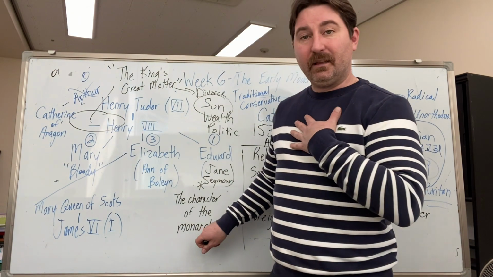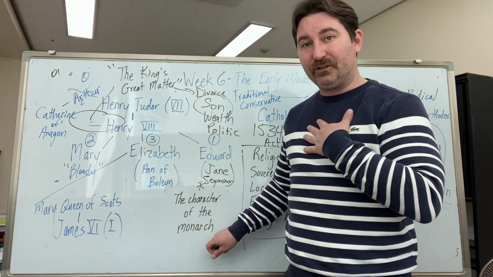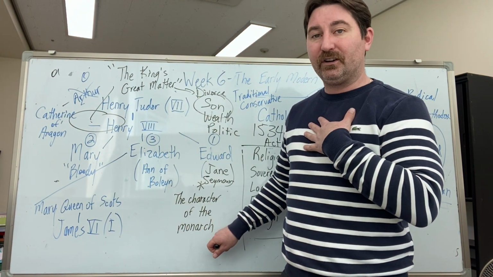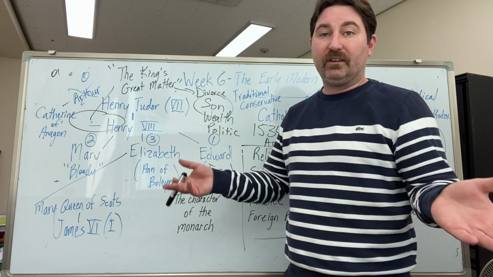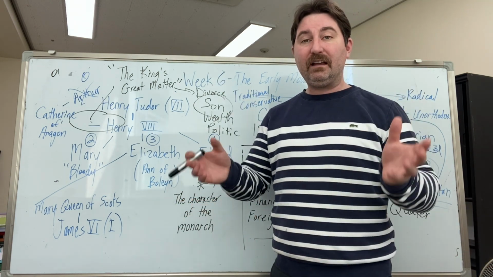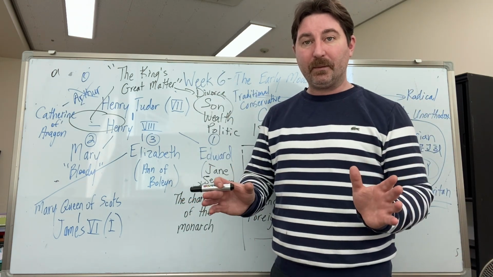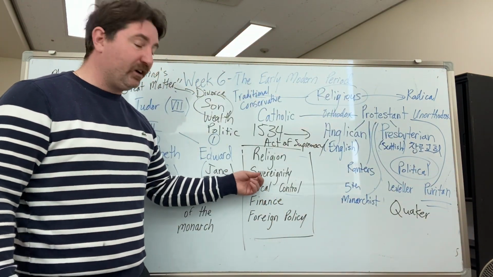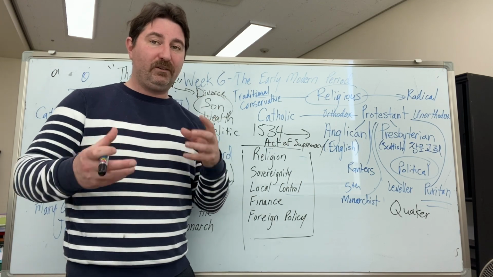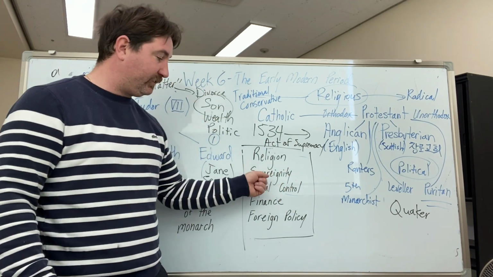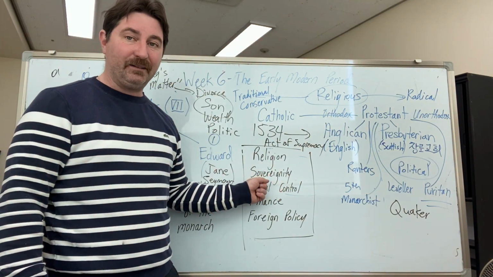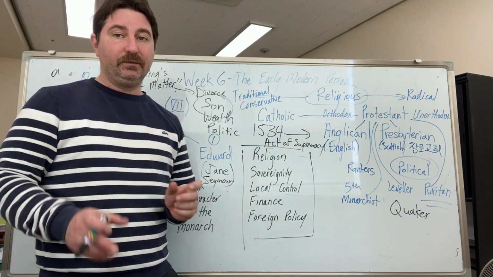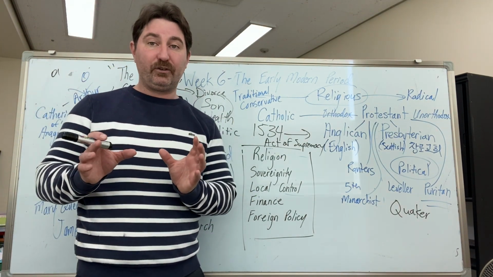He has the powerful character and good leadership skills, and nobody's going to question what he does. Even though his decisions might be wrong, he's decisive and strong, and nobody's challenging him. But when you get a weaker leader, there's going to be this power struggle between Parliament and the king. That's the problem of sovereignty. Local control. Now, this is related to the church.